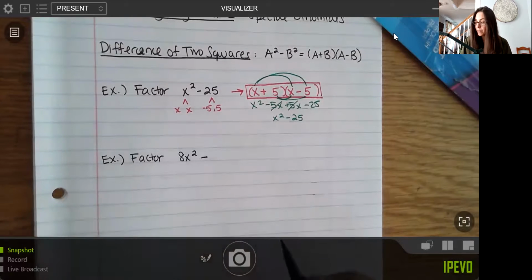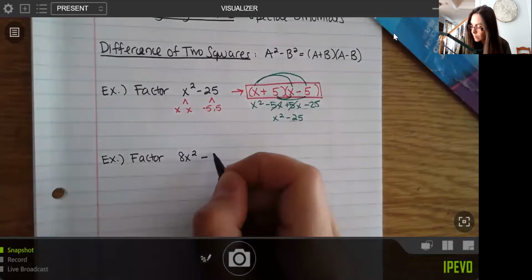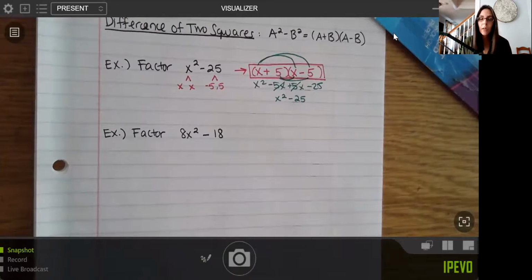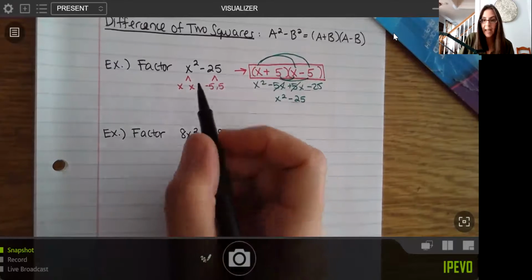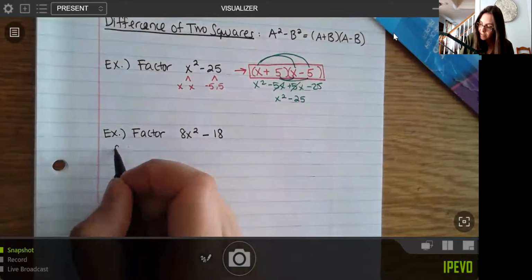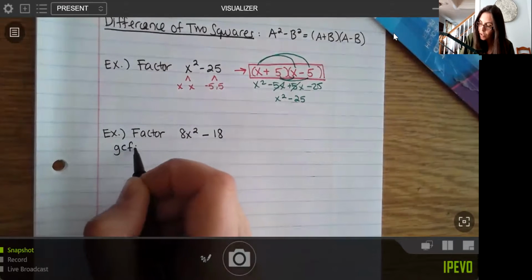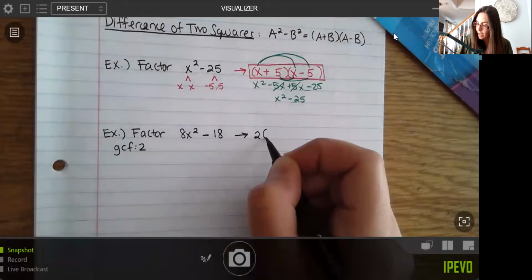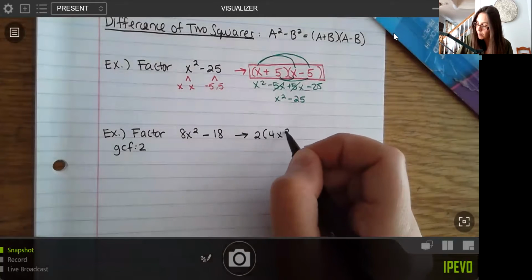All right, let's do another example. All right, so this one's a little bit different. And if you look at it, you're probably saying, okay, Professor Pollard, that is not a perfect square. 8 and 18 are not perfect squares. But remember, whenever you're factoring, the first thing you should do is look for a GCF. This one didn't have anything here besides 1, but my GCF does exist here. There is a GCF of 2. So the first thing I'm going to do is take that GCF out. And then I'm left with 4x squared minus 9.